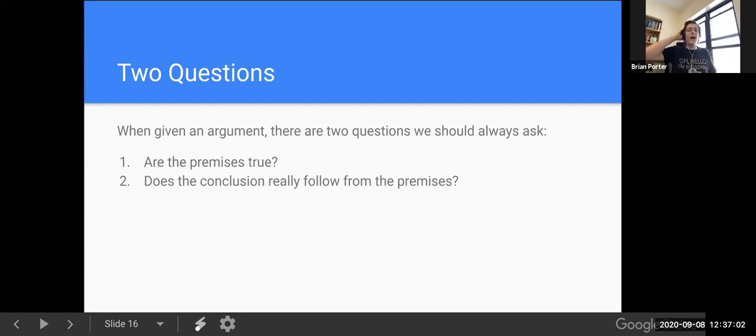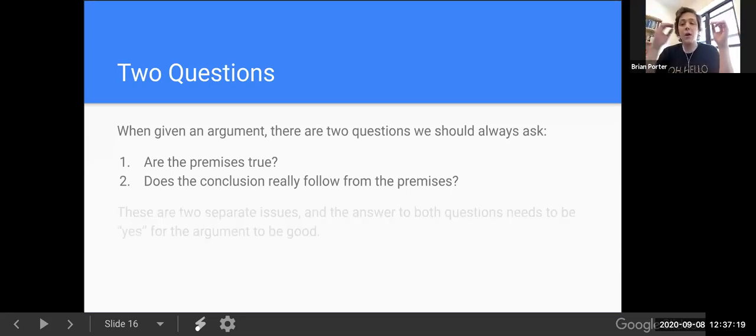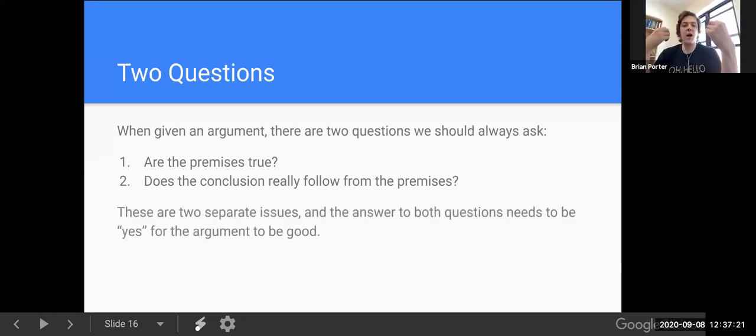So we always want to ask these two questions. Are the premises true? And does the conclusion follow from the premises? So another way of phrasing that is, are the premises true? And if the premises are true, does that mean the conclusion must be true? So those two questions will help us figure out whether or not it's a good argument. And we want both answers to be yes.